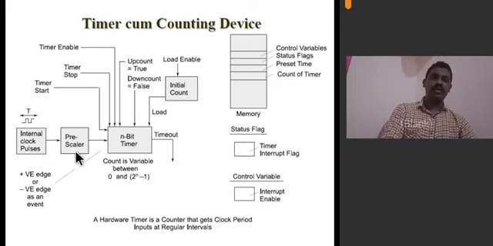This signal is fed to the prescaler. The prescaler is one which divides this internal clock frequency by some scaling value and feeds the resulting frequency to this n-bit counter present in the timer. The initial count value is loaded with the help of the initial count here. After giving the initial count here, with the help of the load enable signal, this count value is given to the counter present inside the timer.